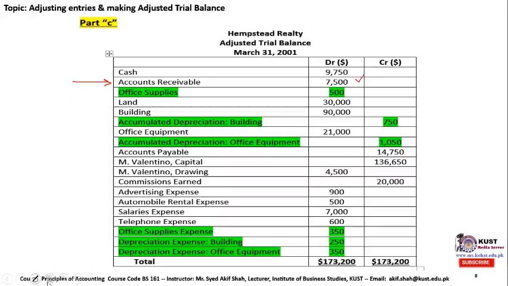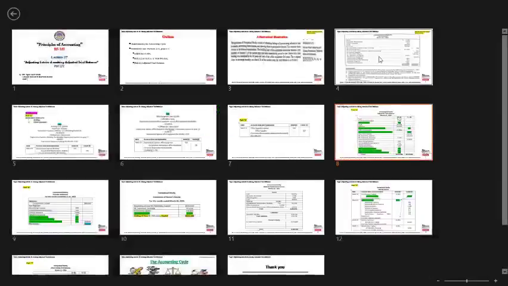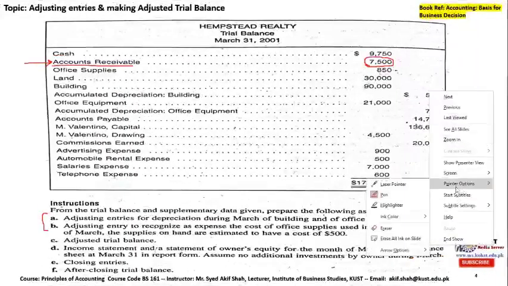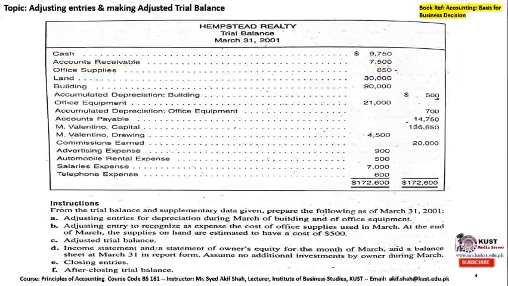Let's go back to our question once again, and we can see that in the trial balance, the value for office supplies is $850.